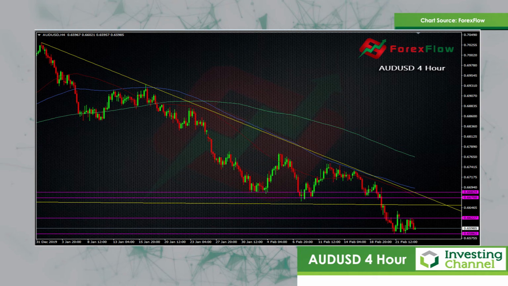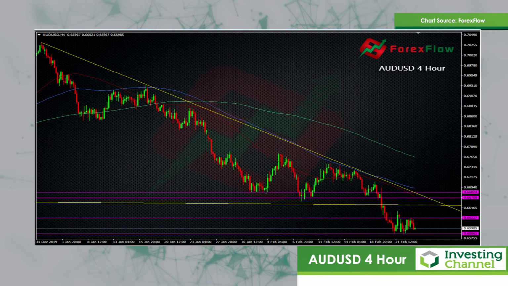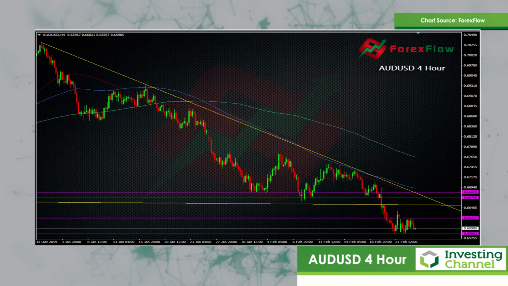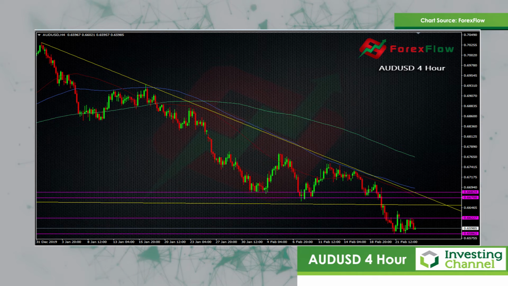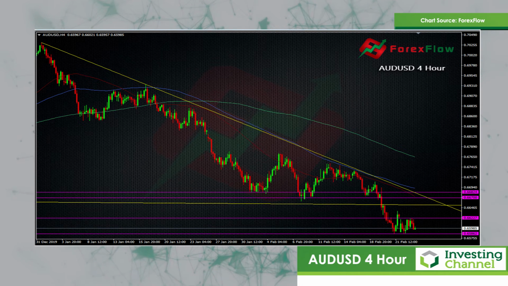So what I'll be looking for is potentially, if we see this level below at 65.80 break, that's potentially a break trade I'm looking to get in on. We'll see what the price action is like.